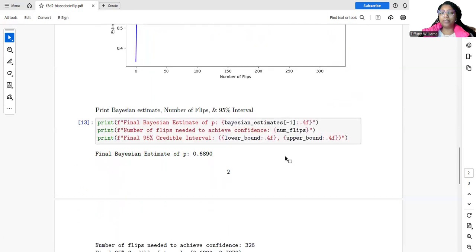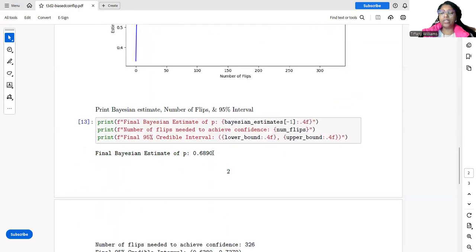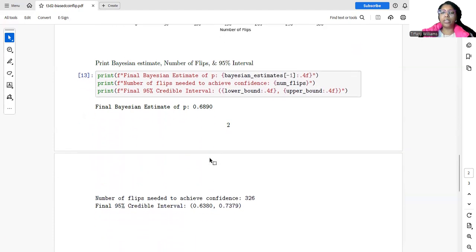As you can see below, the final Bayesian estimate was 0.689 or 69%, 326 flips to get that heads in the confidence interval. And this is the interval of where we found that confidence level.